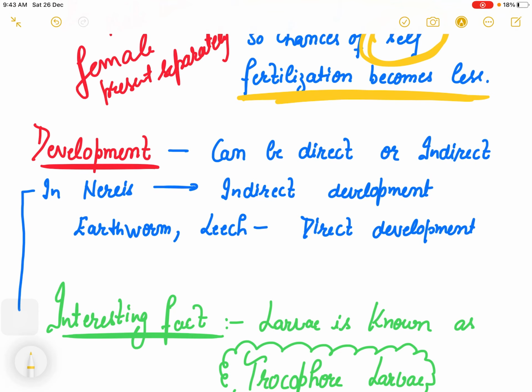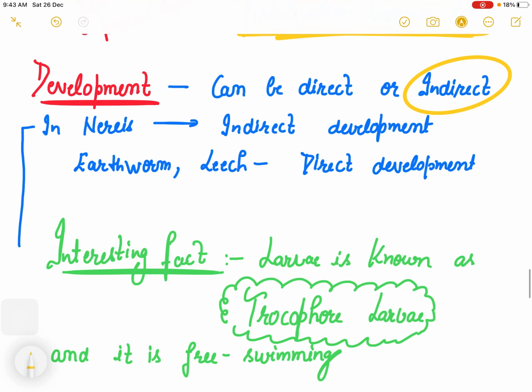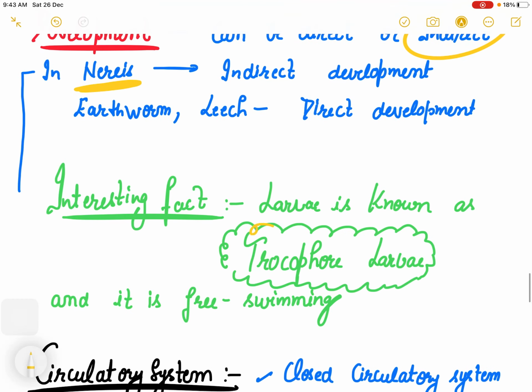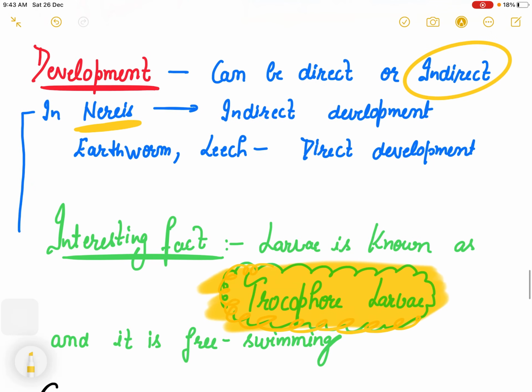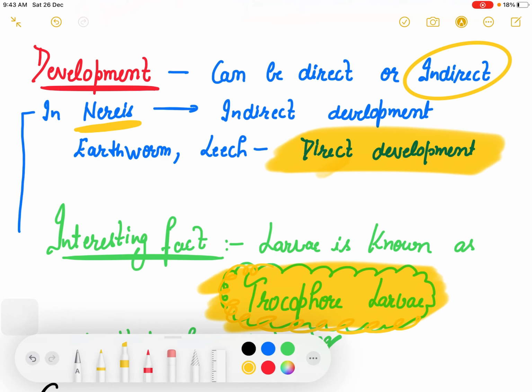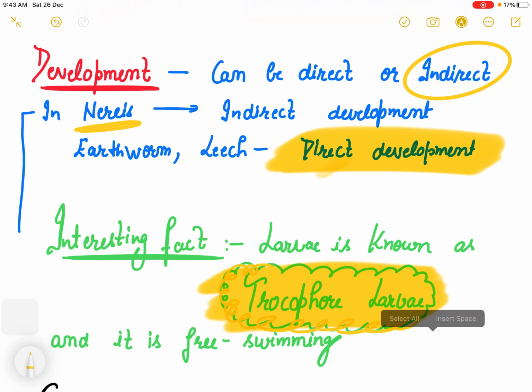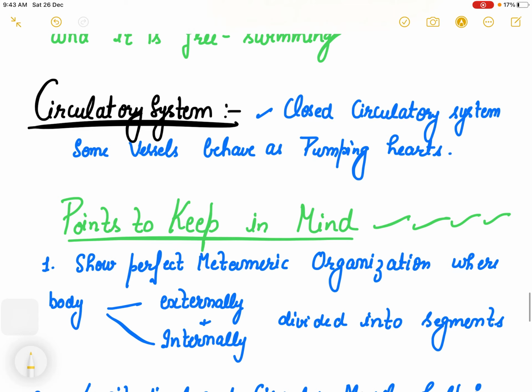Development can be direct or indirect. Indirect is observed in Nereis, which has a larval stage, and the larva of Nereis is known as trochophore larva. Trochophore larva is free swimming, and earthworm and leeches do not have a larval stage, so the development is direct. If you still have confusion regarding direct and indirect development, I would really prefer that you go through lecture 1 first and then come back to this lecture. Now the last one is the circulatory system.